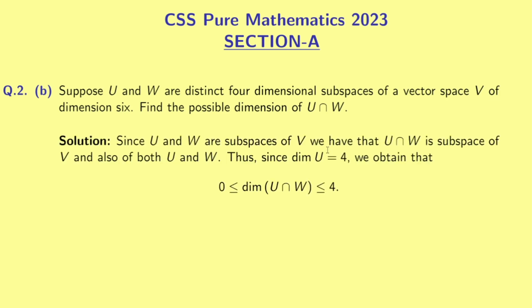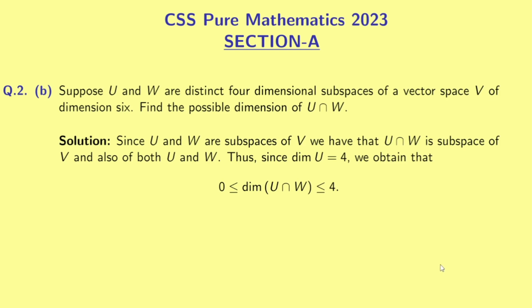So let us begin. First, since U and W are subspaces of V, we know that U intersection W is not only a subspace of V, but also a subspace of U and W. Thus, since, for example, the dimension of U is 4, we obtain that the dimension of U intersection W is greater or equal than 0 and less or equal than 4. So now we have put the dimension of U intersection W in the range of 0 to 4. Until now, we know that it can be 0, 1, 2, 3, or 4.